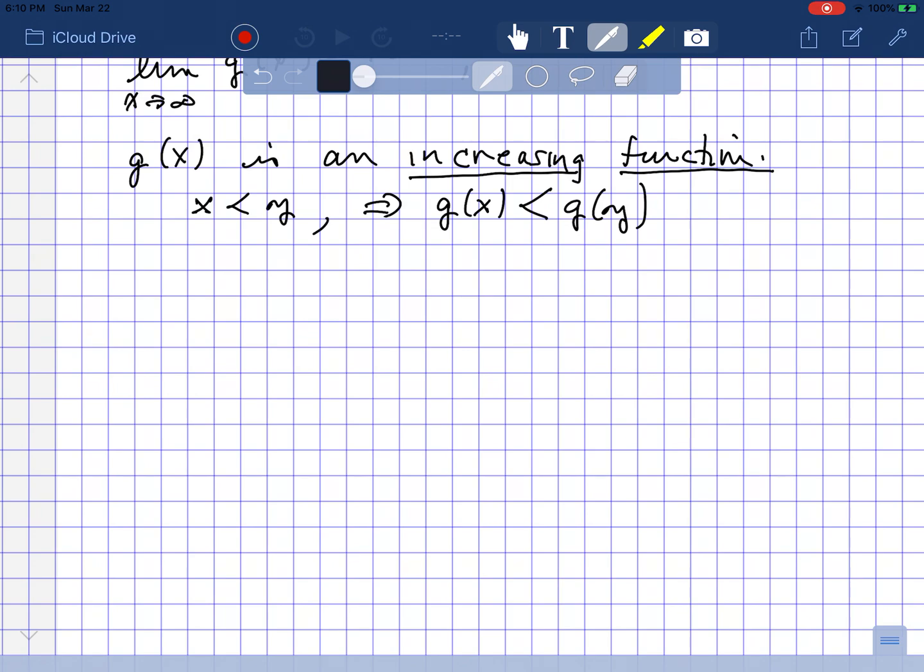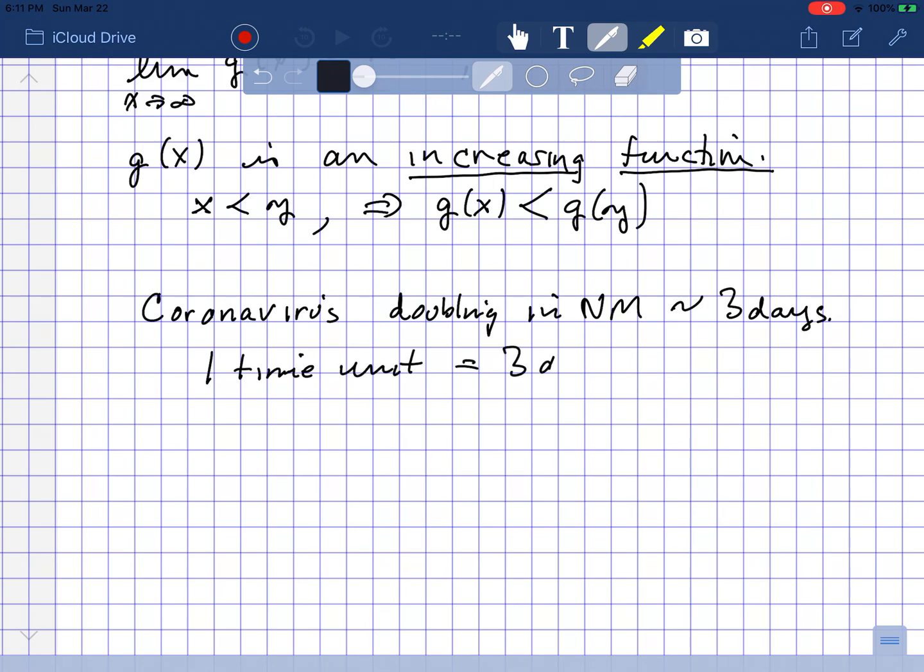This is an increasing function. Well, sadly, this exponential function is used to model the number of coronavirus cases occurring in the state. And what we find is that with the coronavirus, the doubling time in New Mexico is approximately 3 days. Okay, so I'm going to call one time unit equal to 3 days.